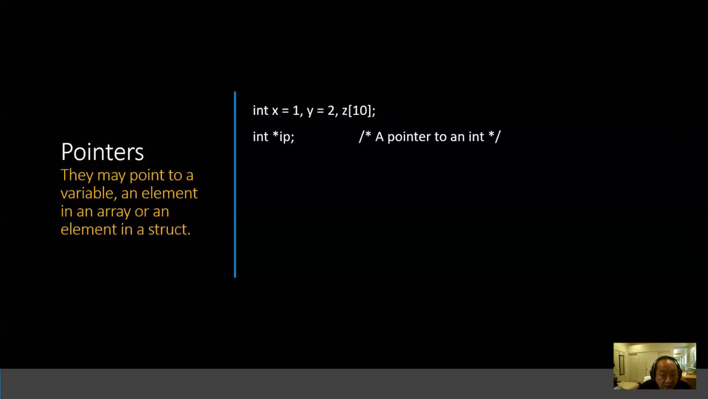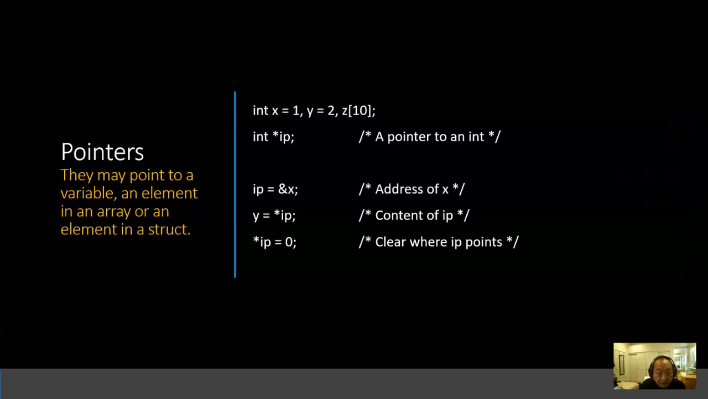So right here, I have a pointer to integer. And then I assign the address of x to it. So the dereference now is 1. And then I can actually assign the dereference of ip, that will be 1, to y, so y becomes 1. And then I can actually assign a value to the dereference of ip, so that x becomes 0. And then I can assign the address of the 0 location of z to ip. It's the same as assigning z to ip, since z is also a pointer.